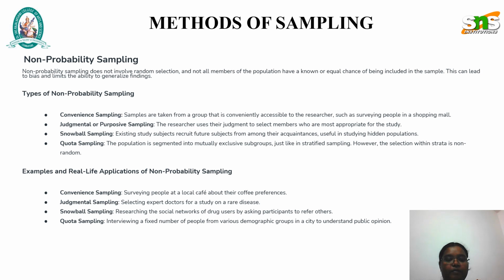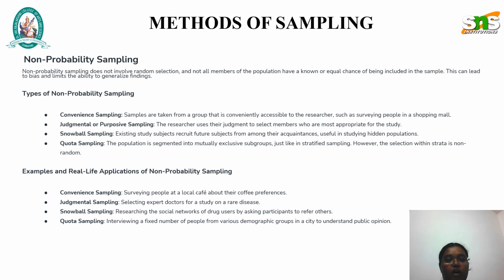Non-probability sampling. Non-probability sampling does not involve random selection, and not all the members of the population have a known or equal chance of being included in the sample. In non-probability sampling, not every member will be included, and this can lead to biases and it limits the ability to generalize the findings. So using non-probability sampling, generalizing the findings is quite difficult.